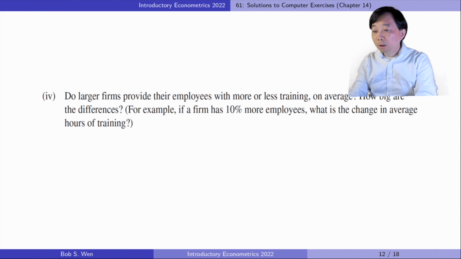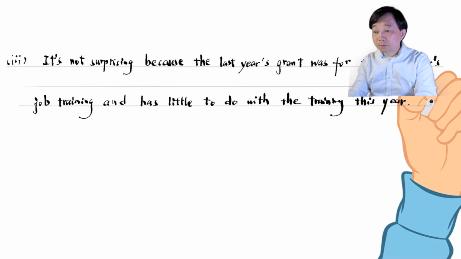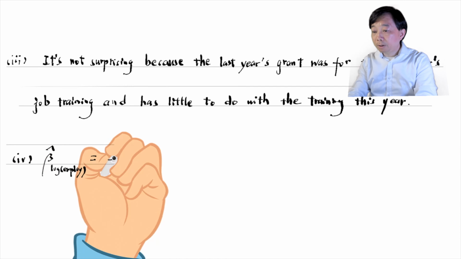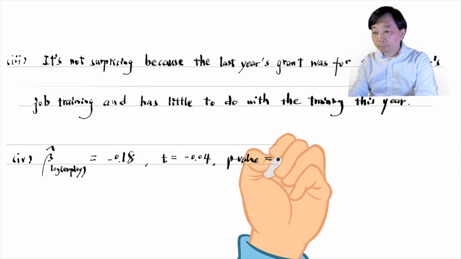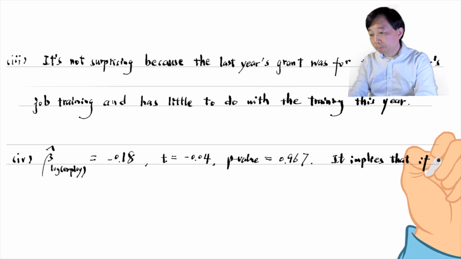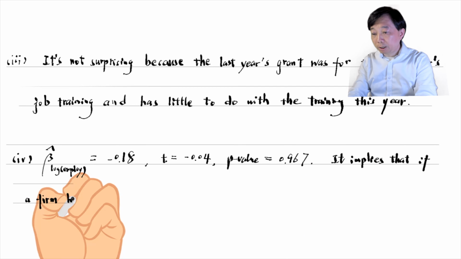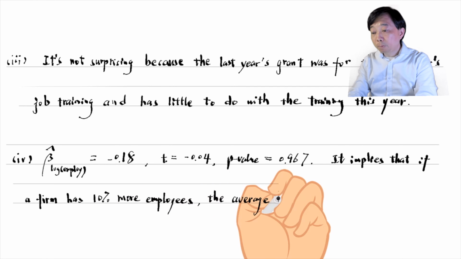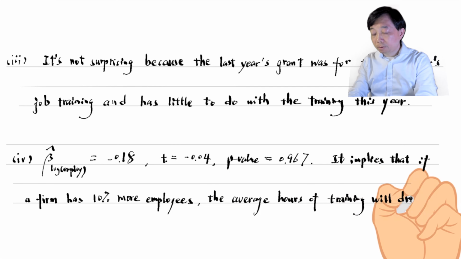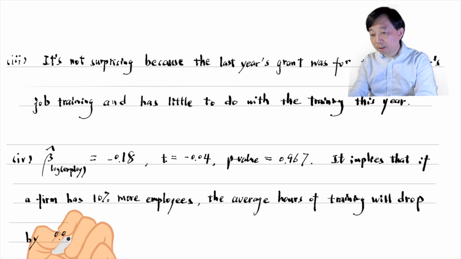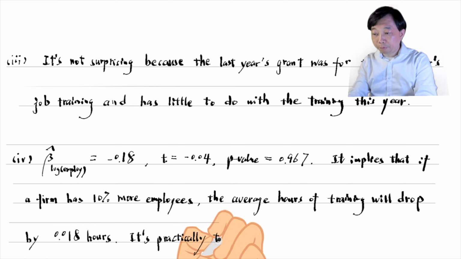In part 4, do larger firms provide their employees with more or less training on average? How big are the differences? The estimate is minus 0.18. It implies that if a firm has 10% more employees, the average hours of training will drop by 0.018 hours. It is practically tiny and statistically insignificant.